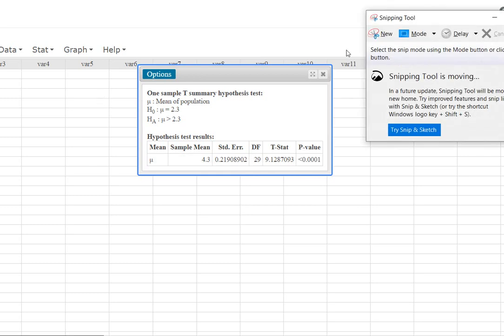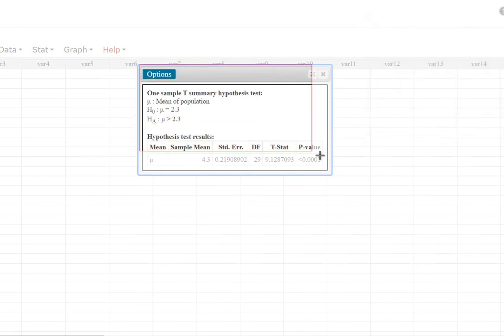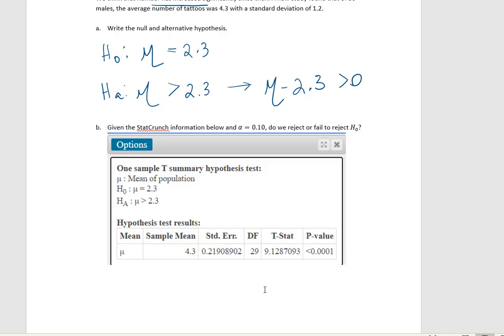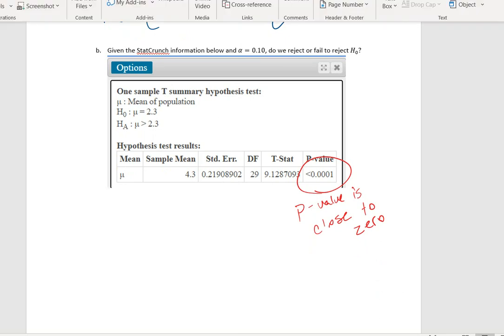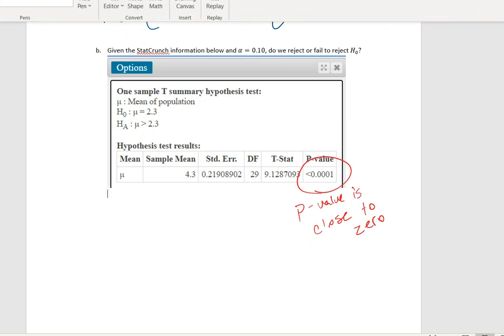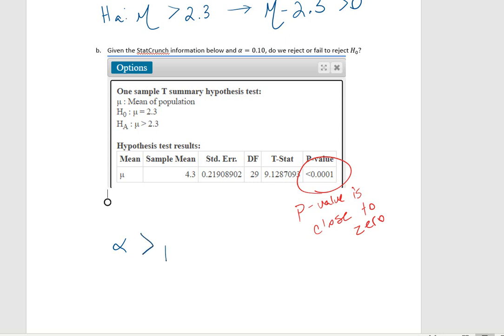So let me just go ahead and copy this and plug it into the notes. Here's what that means. This means that our p-value is so close to 0 that the program won't even tell us what it is. So in this case, our p-value is so low that we can reject H0. Since alpha is greater than our p-value, and our p-value is so small, we can reject H0.